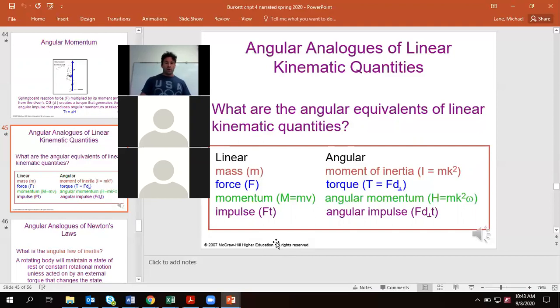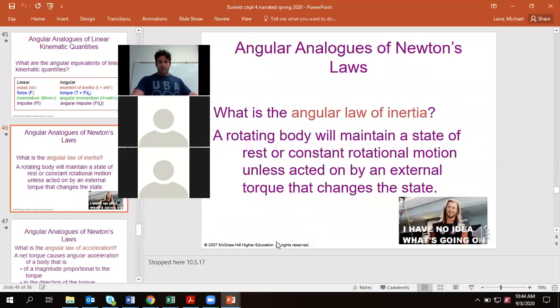And our impulse, instead of being force multiplied by the change in time, we now have the angular impulse, which is going to be our force multiplied by the distance from the radius for the perpendicular force production, multiplied by time.